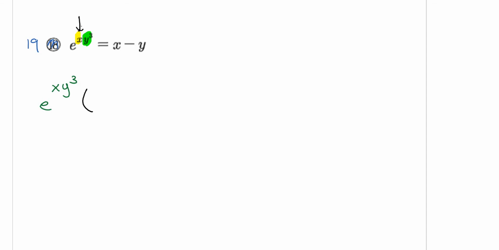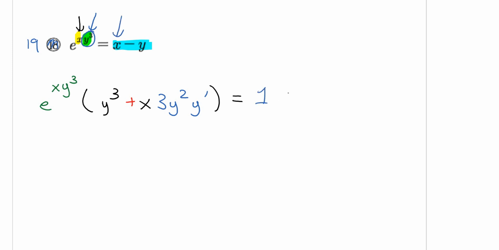So the derivative of x is just 1, so 1 times y cubed, plus the first term, which is x, times the derivative of the second term. The derivative of y cubed is 3y squared times y prime, and then I would close that bracket, and that would equal to the derivative of the right-hand side. The derivative of x is 1 minus the derivative of y is just y prime. Okay, so that's my first step in terms of taking the derivative.